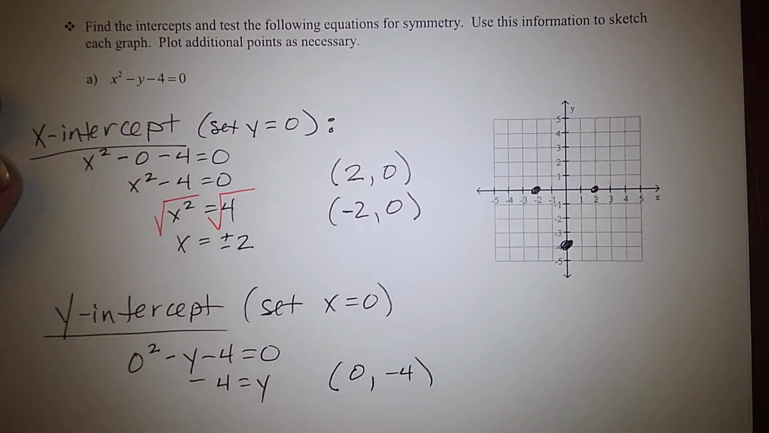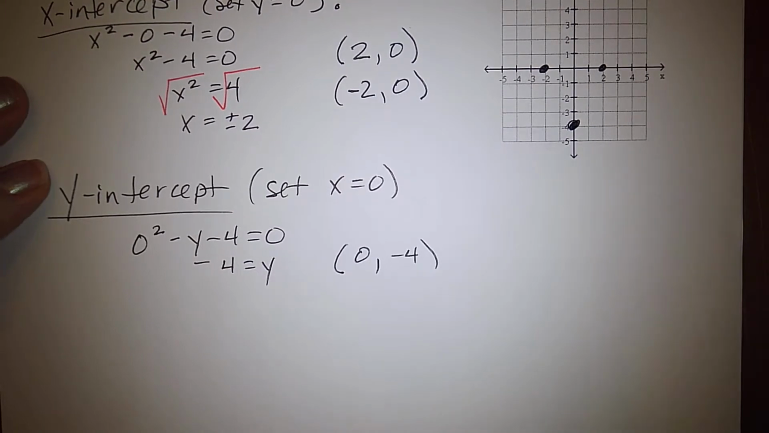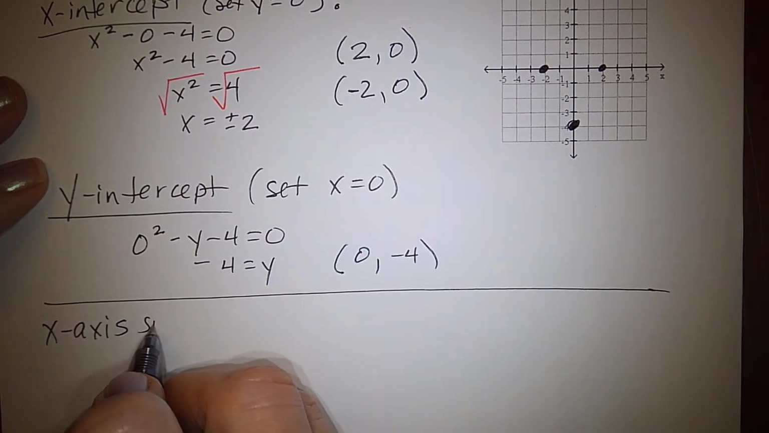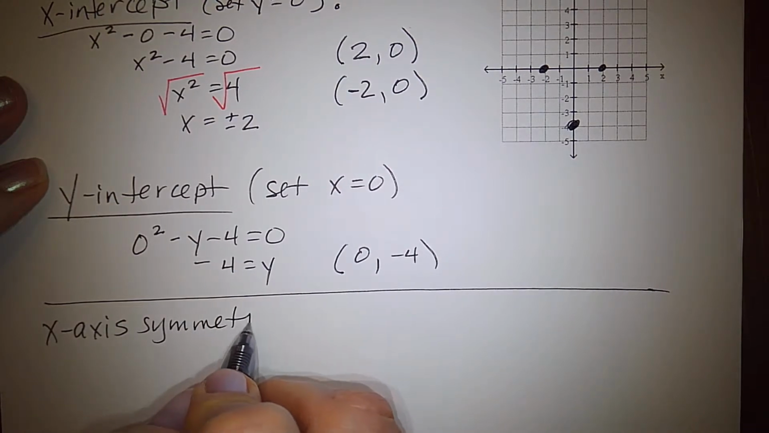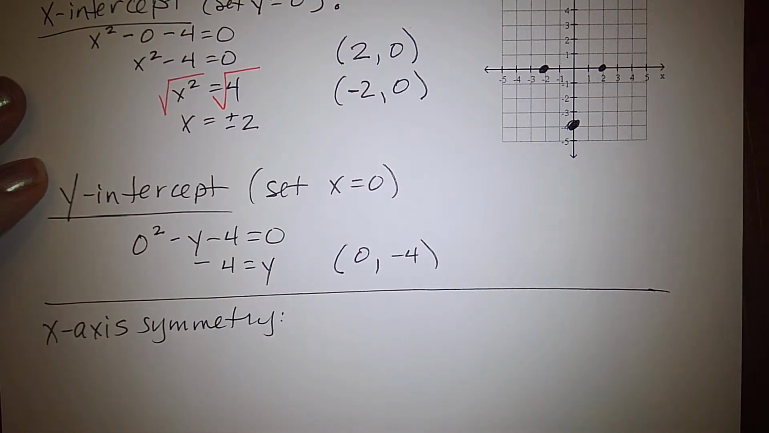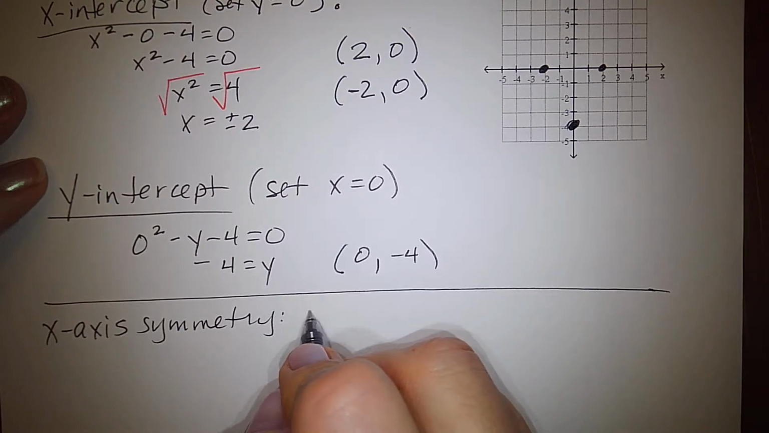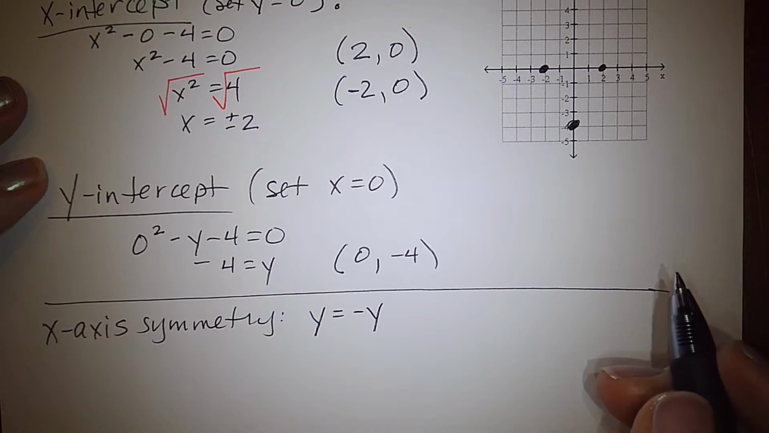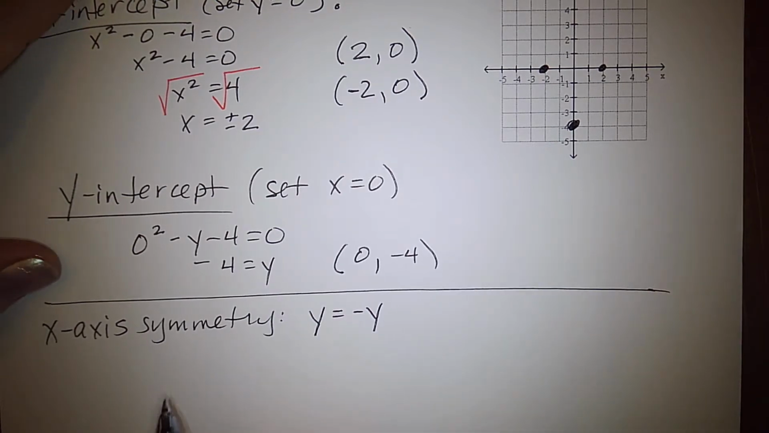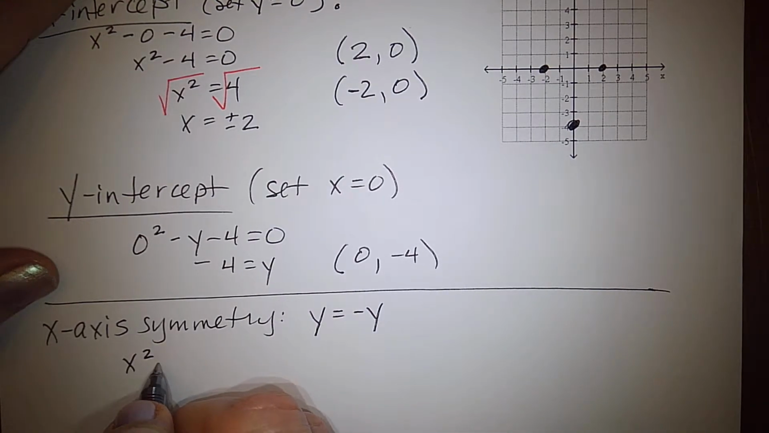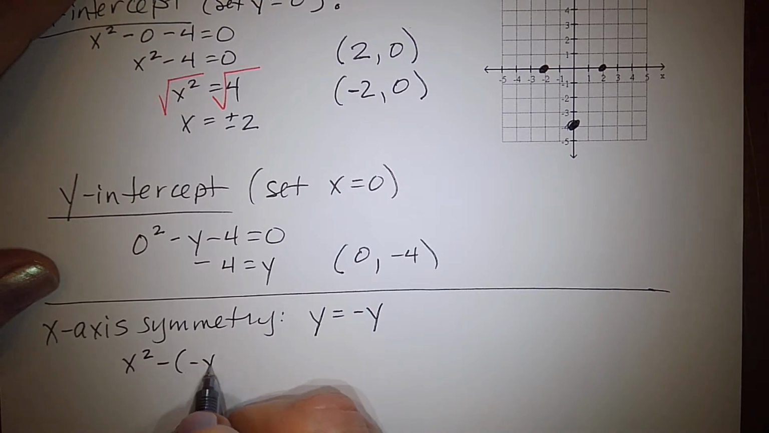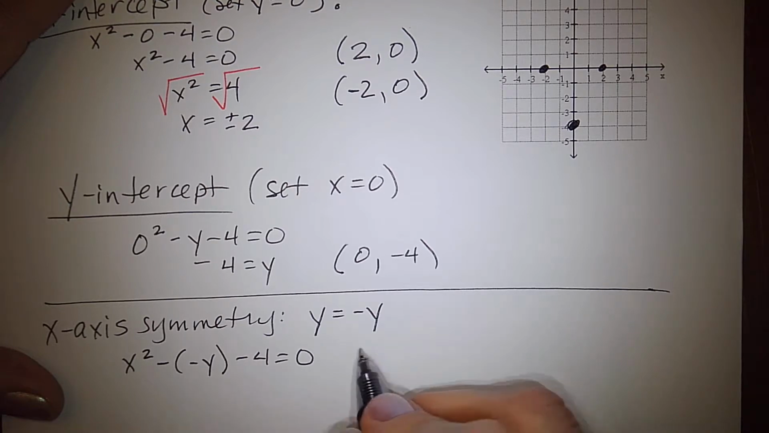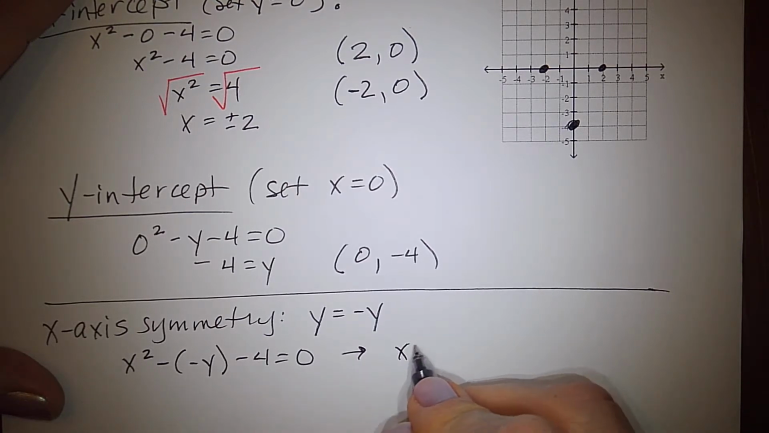The last thing I'm going to do is test now for symmetry. So let's test for x-axis symmetry first. Remember, to test for x-axis symmetry, we test the opposite letter, and is it equal to its opposite sign. So in the original, if I plug in x squared minus, instead of y, I'm going to put in negative y, and I say, is that the same as what we started with? Well, let's get rid of parentheses.